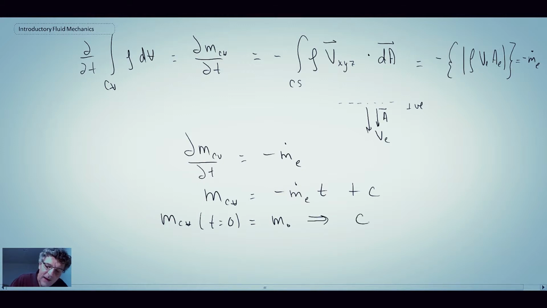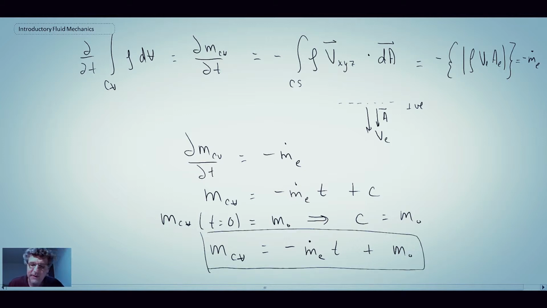So with that, we can get C is equal to the original mass, and from that, we get the mass of the control volume is equal to the mass flow rate exiting times time, plus the original mass. So that's kind of an obvious, intuitive expression. Basically it's saying you subtract the mass leaving from the original mass, and that gives you the mass of the control volume as a function of time. So we get that expression from continuity.